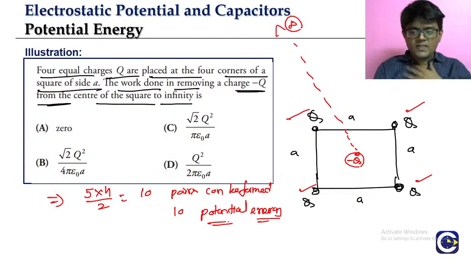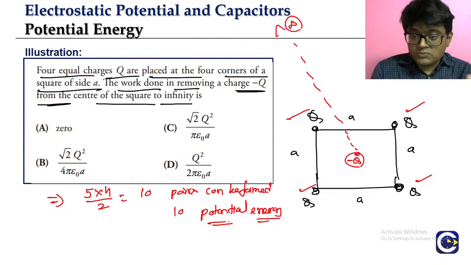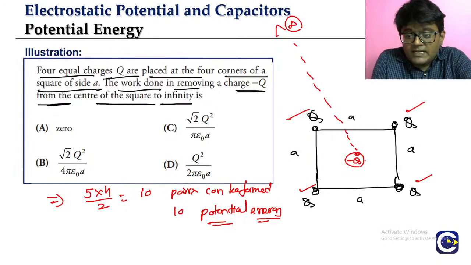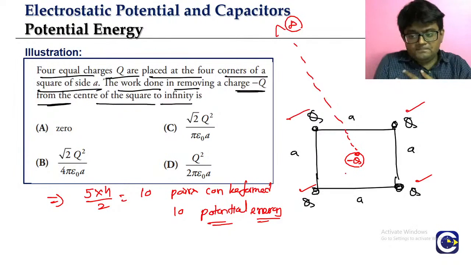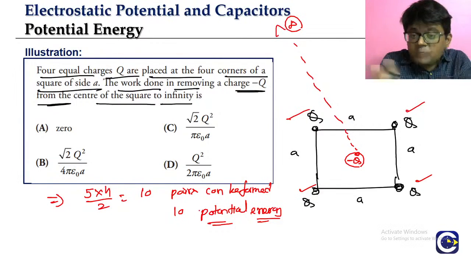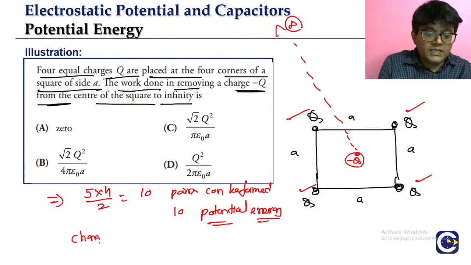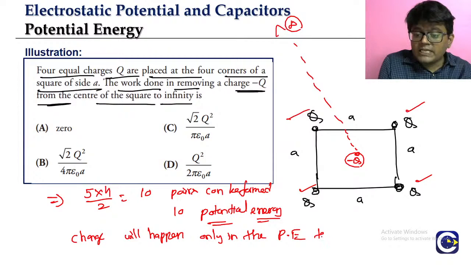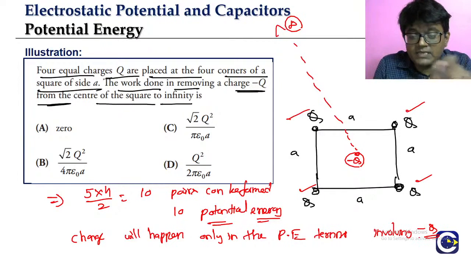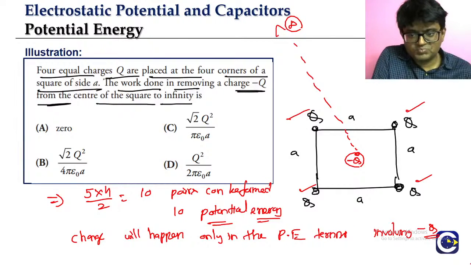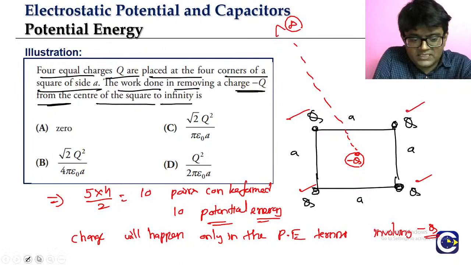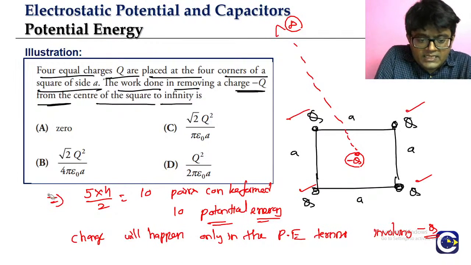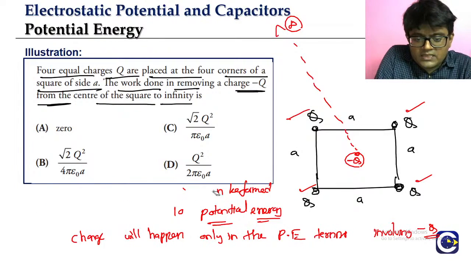Out of these, the charges at the corners do not move. Only that minus Q at the center we are taking to infinity, which means out of these 10 potential energy terms, change will happen only in the potential energy terms involving minus Q, because the arrangement of the other charges is not shifted. The other charges' arrangement stays as it is, so only the values of the terms involving the minus Q charge will change.